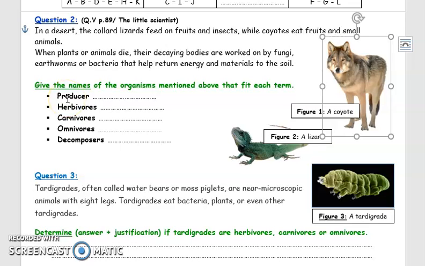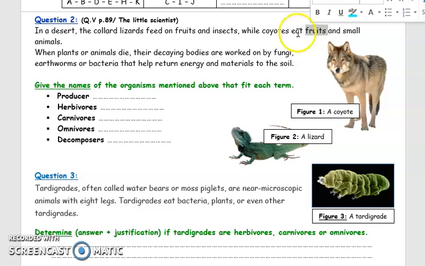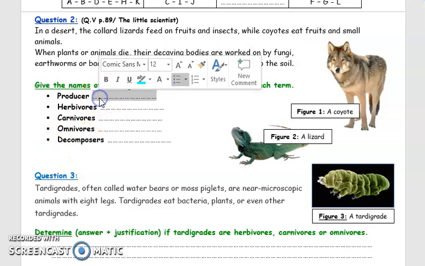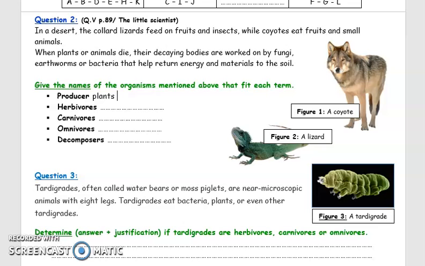Producer. Is there any producer in the text? Did they mention the name of any green plant in the text? Let me write plants that grow fruits. So they mentioned fruits twice, so I will use this as my answer. Plants that grow fruits are producers.